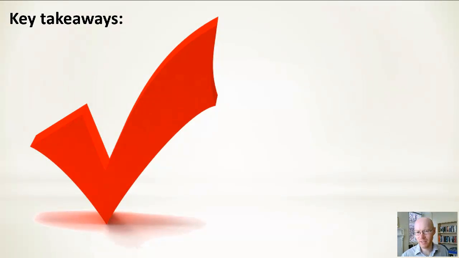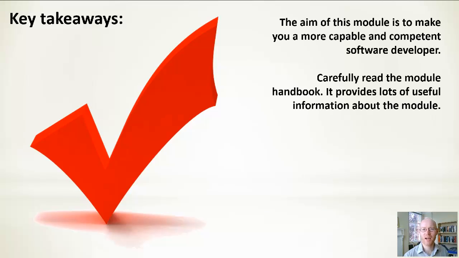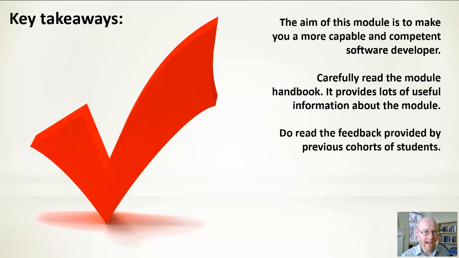So, key takeaways in this introductory slice. The aim of the module is to make you a more capable and competent software developer. Do carefully read the handbook, because it talks a lot more about some of the things we briefly explored within this talk. And do read the feedback that's been provided by previous cohorts of students. There's going to be a total of 3 introductory talks. In the next introductory talk, we're going to look at the project that we have within the module in more detail.